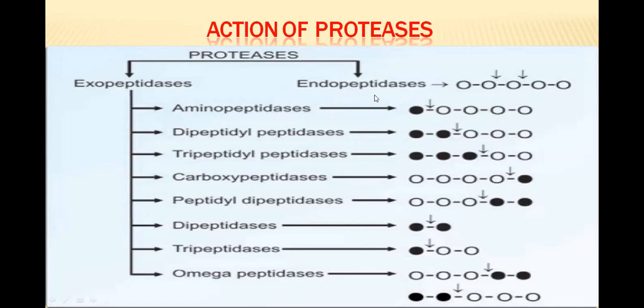In the initial stages, endopeptidases like pepsin, trypsin, and chymotrypsin act on the bigger polypeptide chains to convert them into proteoses and peptones. And upon these peptones and proteoses, the exopeptidases will act. Mostly two types of exopeptidases are there, carboxypeptidases and aminopeptidases. Apart from these, tripeptidases and dipeptidases are also there. Dipeptidases are the last level of these enzymes to digest the proteins into amino acids.